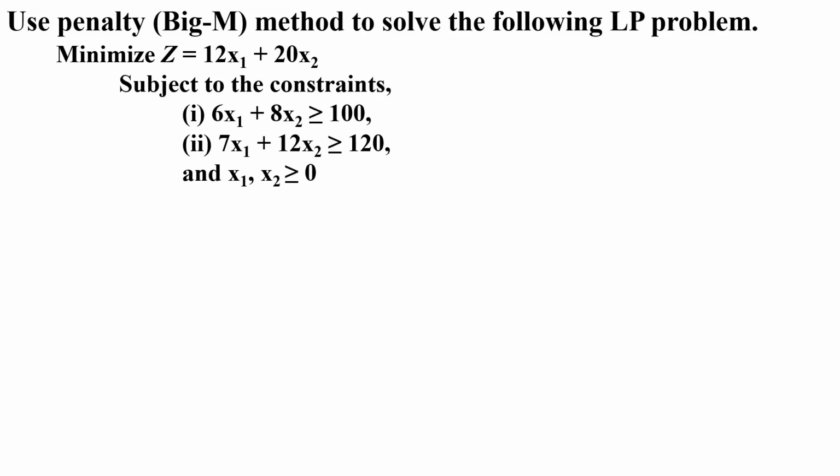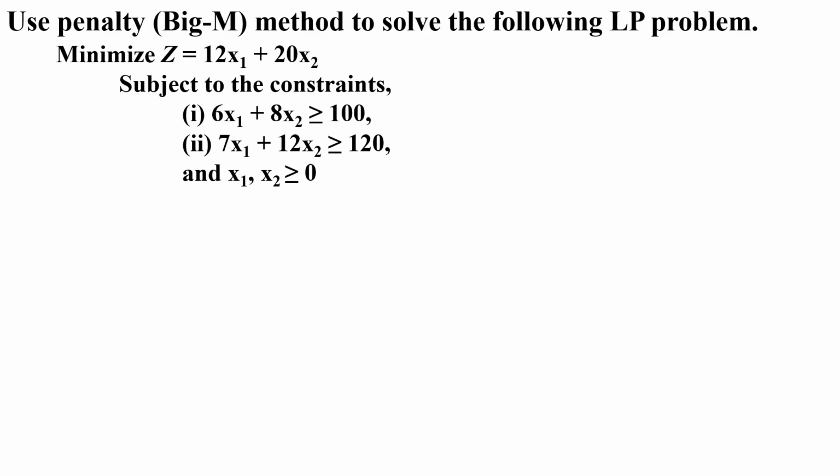In the present video, I will explain how to solve the LP problem by the Big M method. Let's see the problem. Use the penalty method to solve the following LP problem. Minimize z equal to 12x1 plus 20x2 subject to the constraints 6x1 plus 8x2 greater than or equal to 100, 7x1 plus 12x2 greater than or equal to 120 and x1, x2 are greater than or equal to 0.